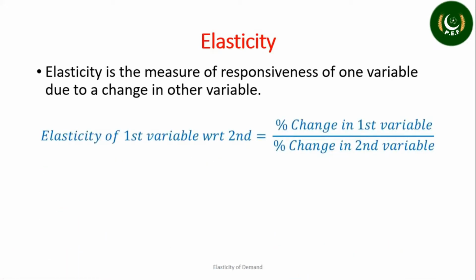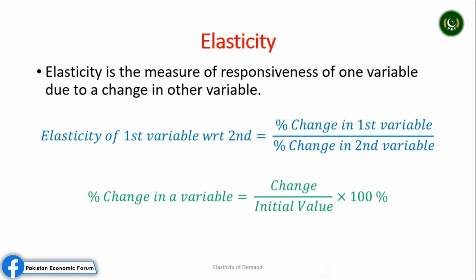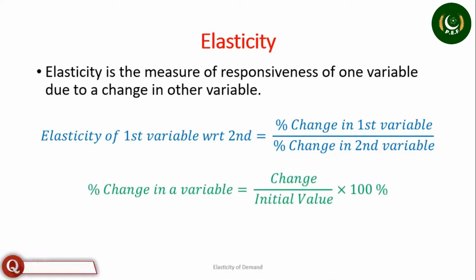We use this formula, that is, percentage change in reaction variable divided by percentage change in cost variable. Here, the reaction variable is the first variable, whereas the cost variable is termed as the second variable. We measure the change in a variable in percentage form by using this formula.